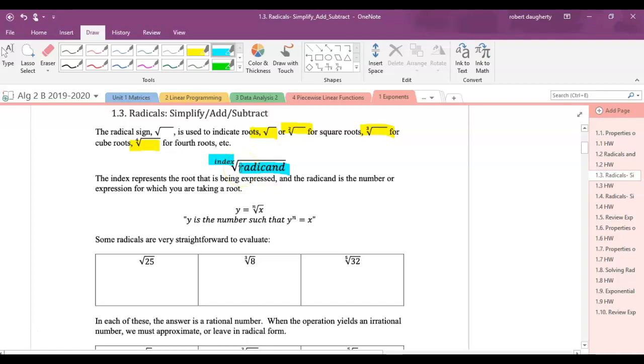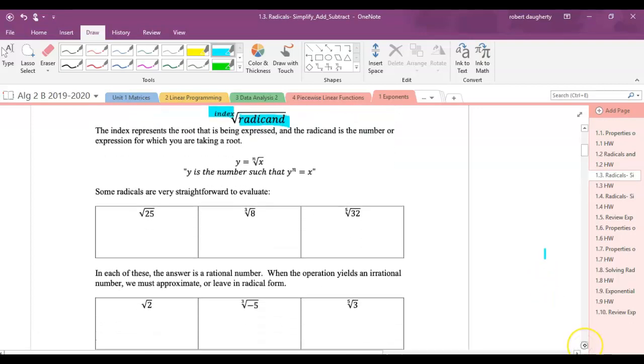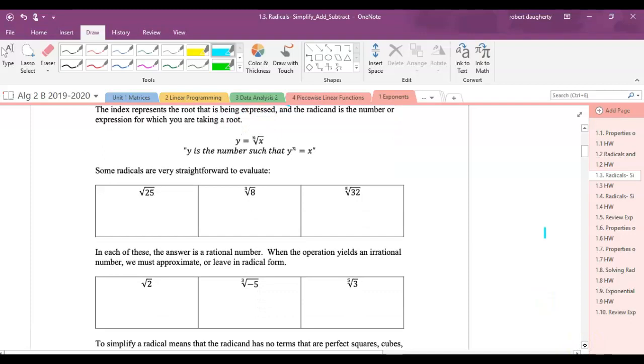So if you look at something like this, y equals the nth root of x, that means that there's a number y you can multiply by itself n times and get x. Y to the nth is equal to x. So some of these are very straightforward to evaluate. Square root of 25 without a lot of work, that's 5. Cube root of 8, that's 2. Fifth root of 32, that is 2. Okay, so those are pretty straightforward because they all evaluate to rational numbers.